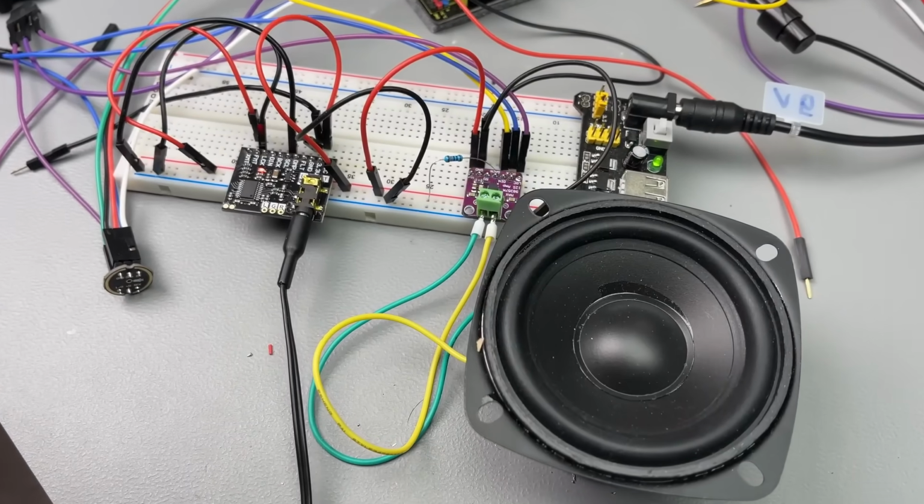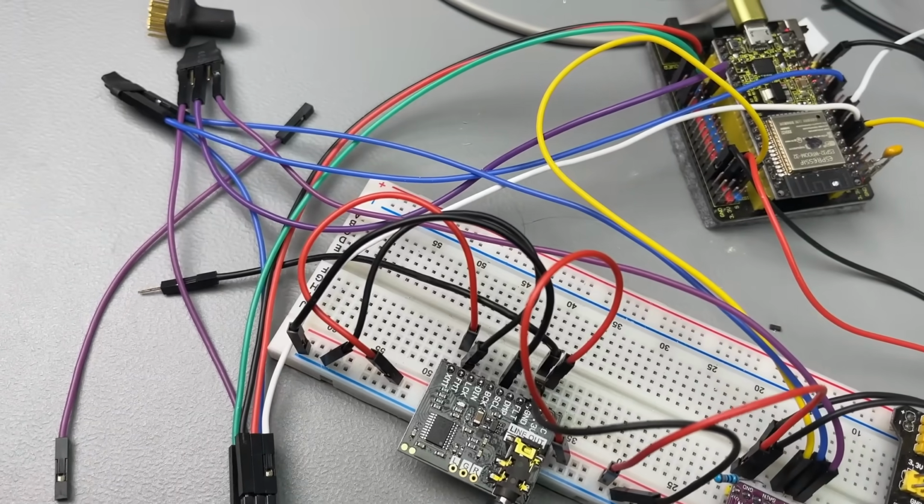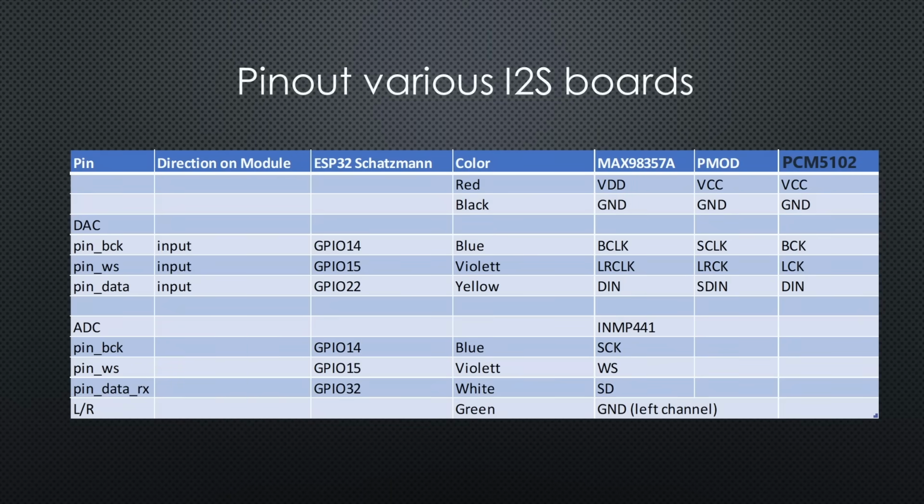Now we hear the sound, loud and clear. To reduce complexity, I used color coding for the wires and created an Excel sheet to map the different pin names. You find a link in the description.